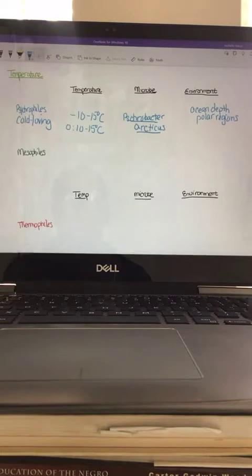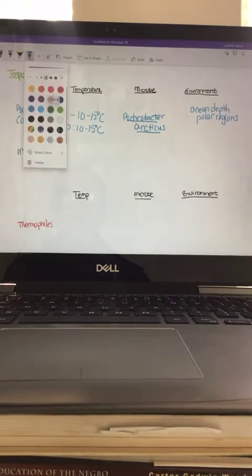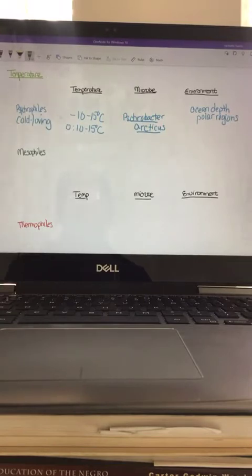Our next one is mesophile, and we're gonna do green. Now a mesophile, that temperature range is 10 degrees to 45 degrees Celsius, and their optimal temperature is 25 degrees to 40 degrees. Now the optimal temperature is the range where they grow the best. And what that environment looks like is animal bodies, our bodies.